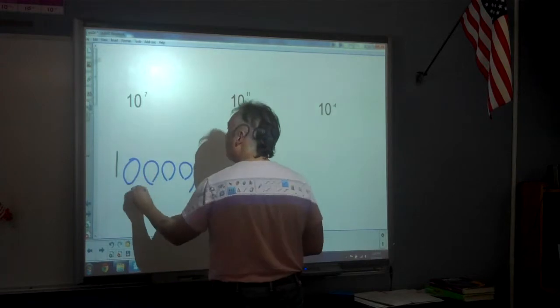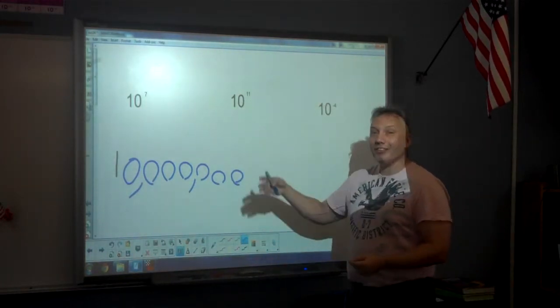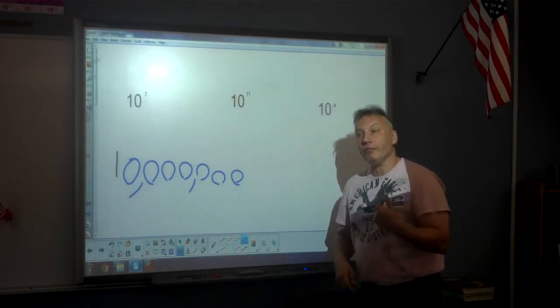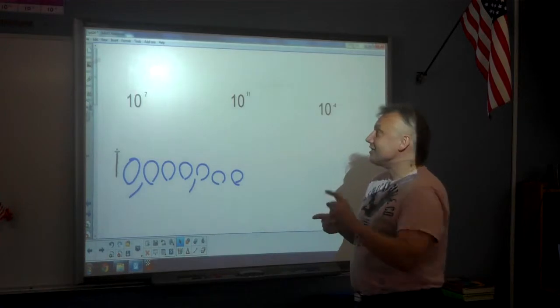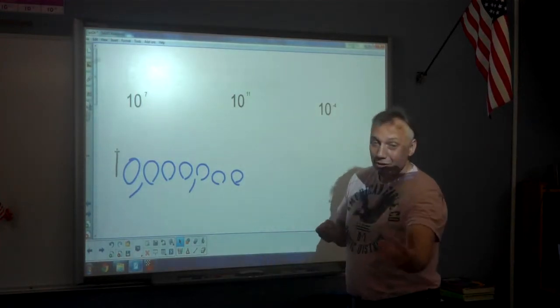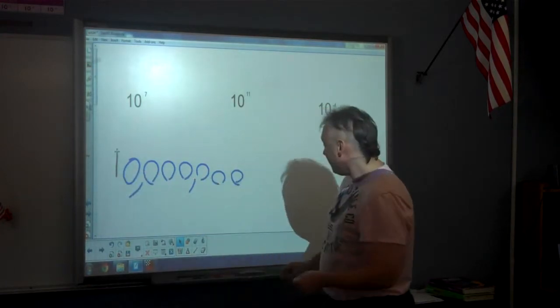So 10 to the power of 7 is 10 million. 10 to the power of 11 would just be a 1 with 11 zeros. Now the most important thing to remember is it's a 1 and then the zeros, not a 10. You start out writing just the 1.